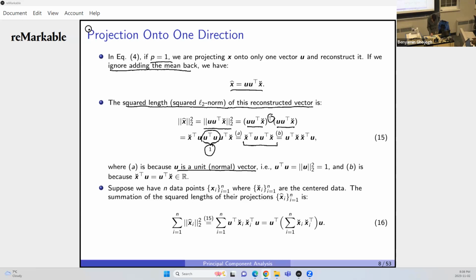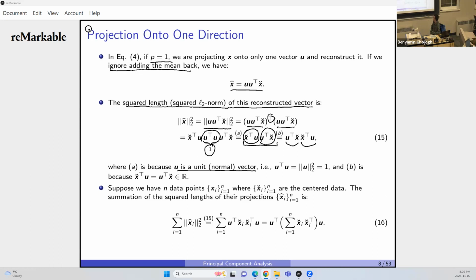So this is the inner product. In an inner product, I can change the order, right? Because X breve transpose U is a scalar, and U transpose X breve is also a scalar. So I write it, and also change the order of these two. Agreed?